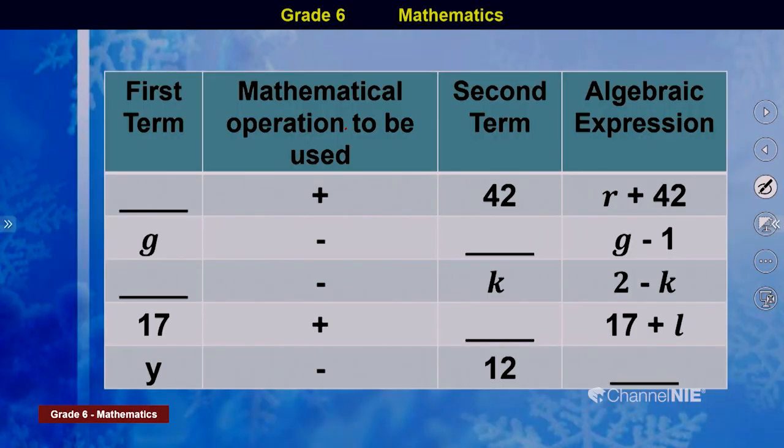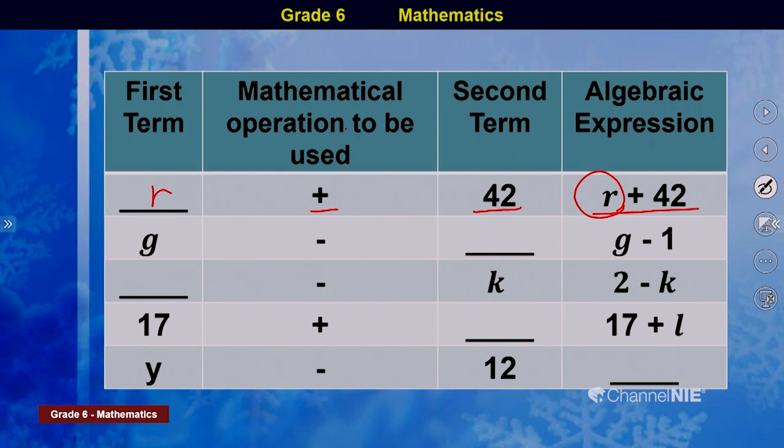Here also an algebraic expression is given. Mathematical operation used is plus. Second term is also given as 42. You have to write the first term. According to this algebraic expression, what is our first term? It is r. Then I can write the first term as r.